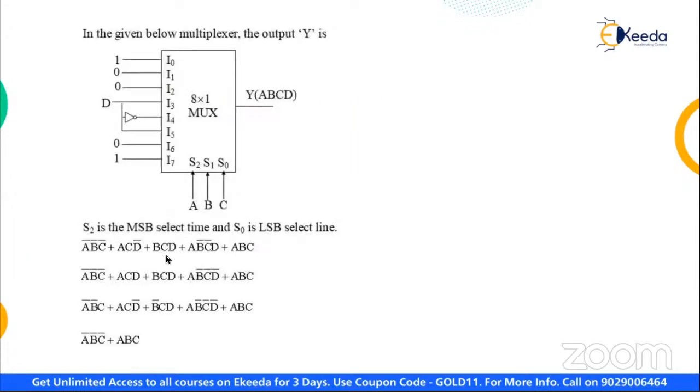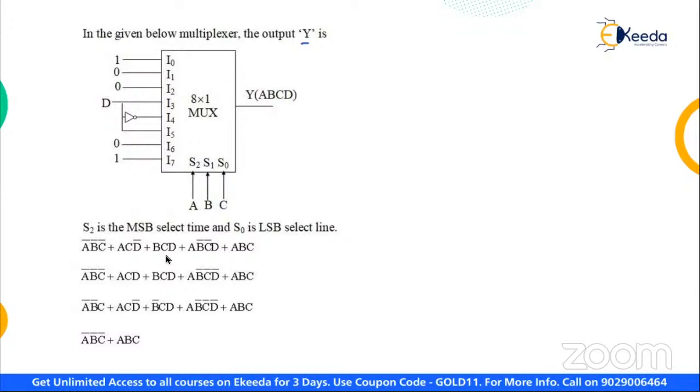Okay. So this is the question that you have already appeared for in the last test. Let me start with the first question that you had. It's a multiplexer question. In the multiplexer given below, they are asking you for the output Y, where they have considered S2 as MSB and S0 as LSB. So they are asking you for output Y.